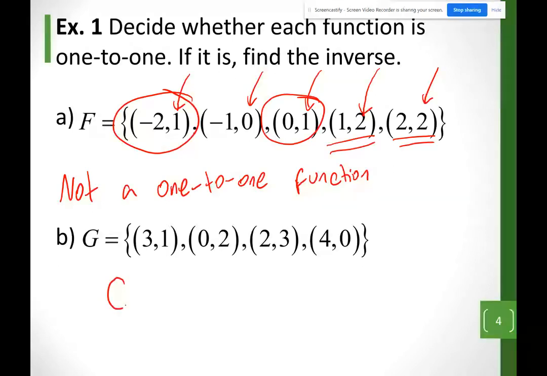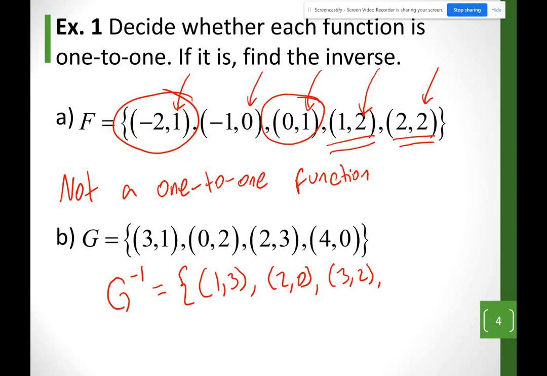I'm just going to call this G inverse. It looks like G to the -1, but notice I called it G inverse. The G inverse is going to be the set (1, 3), (2, 0), (3, 2). Notice how on each point, I'm just changing the X and the Y values. So you can pretty much imagine what I'm going to write for my last point. Remember, all I'm doing is the X and the Y value are switching places. So I'm going to call this (0, 4).